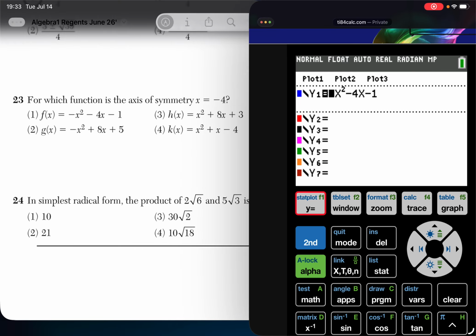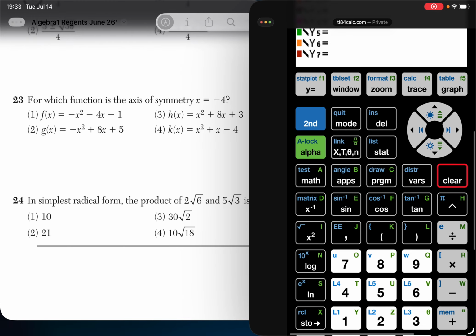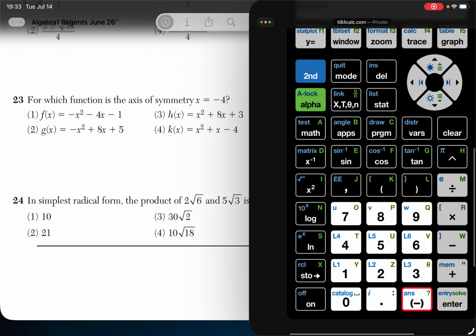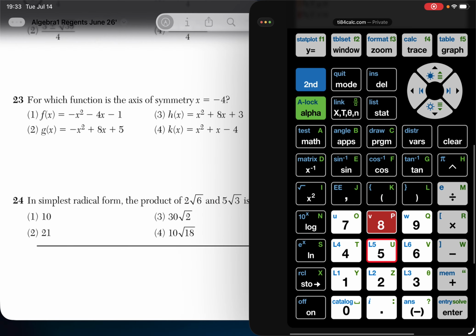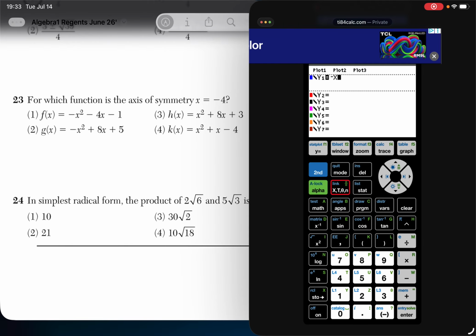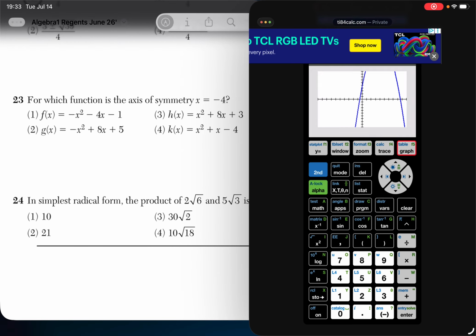So let's clear this one out. Let me zoom out for y'all. Negative x squared plus 8x plus 5. And then we're going to graph that.